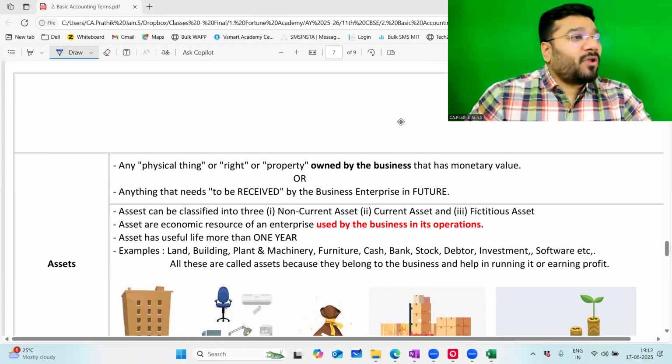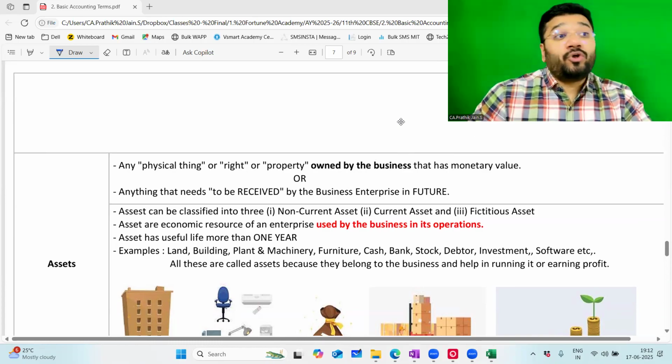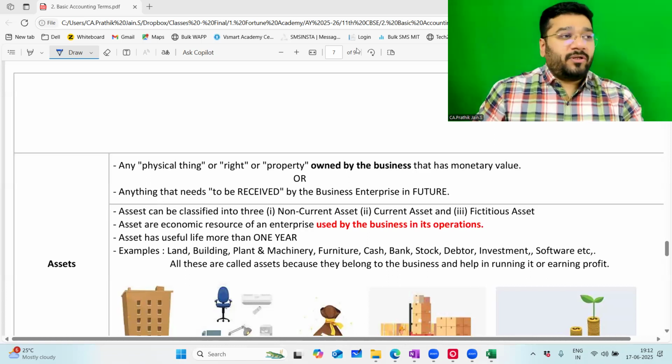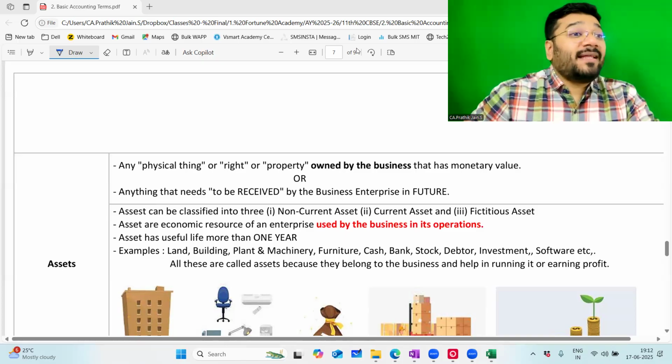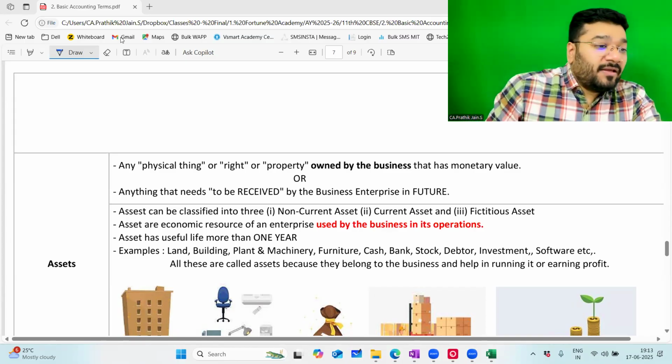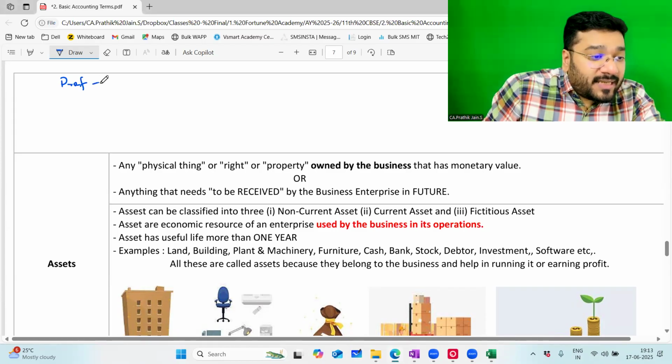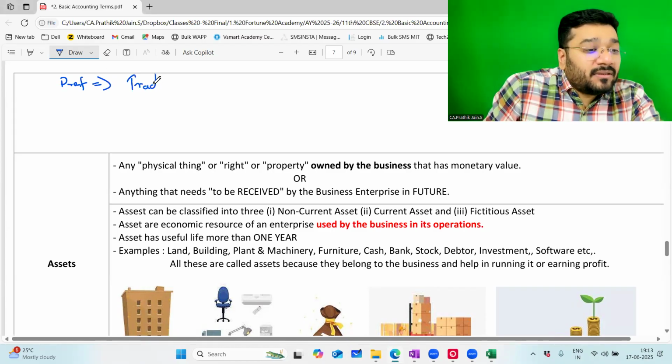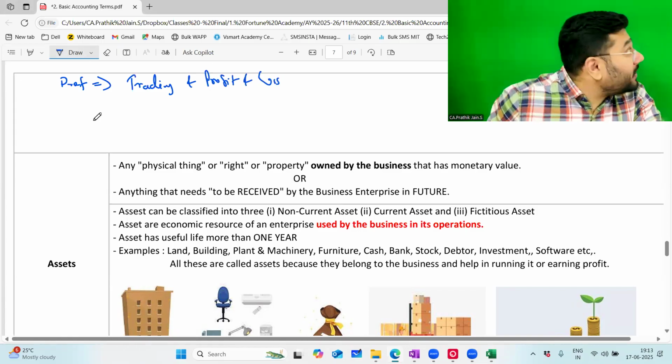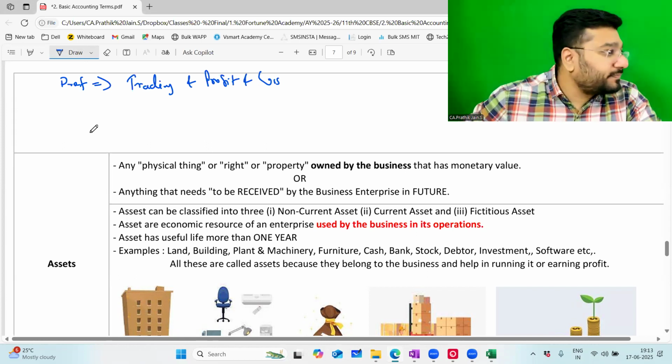What are the two primary motives of preparing the accounts? Two primary reasons for doing accounts. One is to know the profit and loss, or, to put it in a more polished manner, to ascertain the financial performance of the business. The second is to know the financial position. Financial performance of the business is ascertained by preparing a document called the trading and profit and loss account.